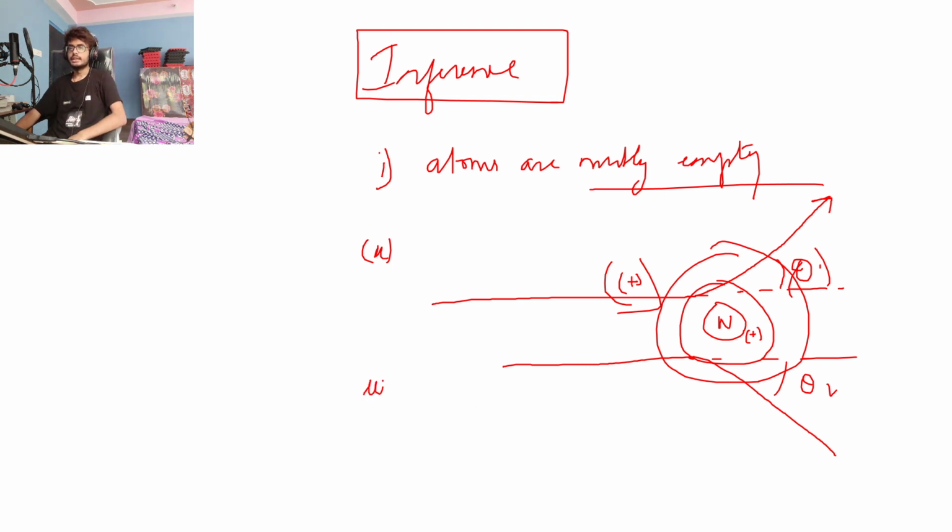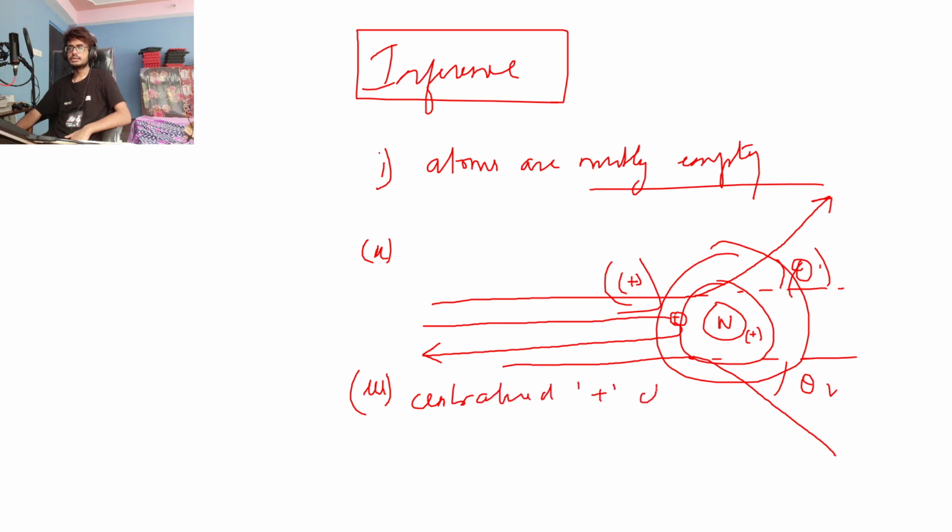And the third inference. What was the third observation? The third observation was that some of the alpha particles completely rebounded back, which meant some of the alpha particles went straight into the nucleus and, due to the extremely high electrostatic force of repulsion, came totally rebounded back, right? Which meant that there is a centralized positive charge in the atom.